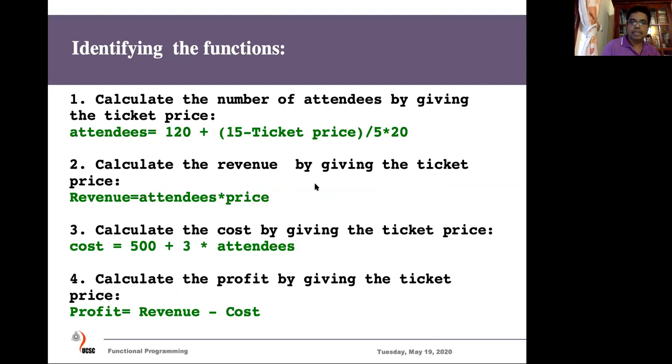Then we need to calculate the revenue. Revenue is number of attendees multiplied by price. Then we need to find the cost. Cost is base cost plus 3 multiplied by attendees. So then we need the profit. Profit is revenue minus cost. So these are our functions to solve the given problem.